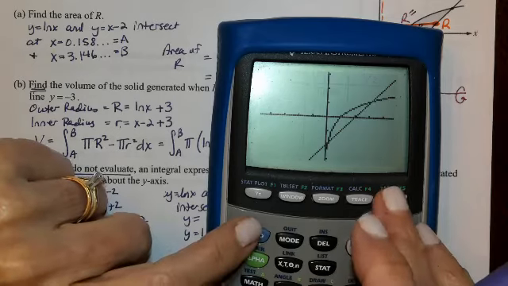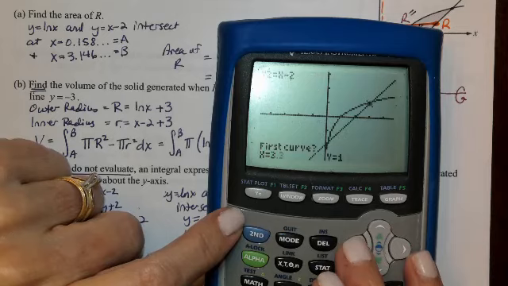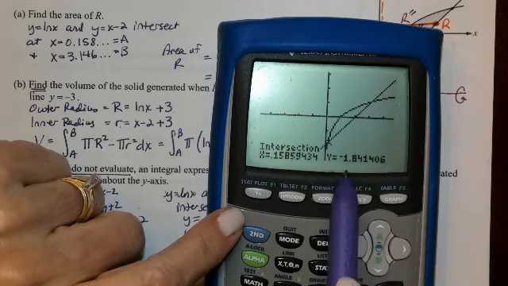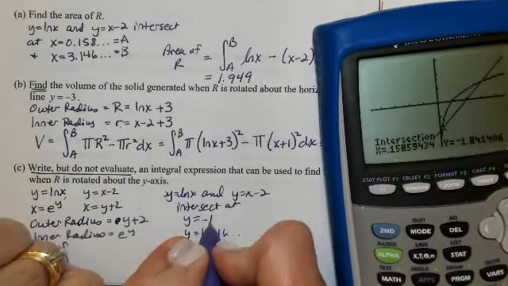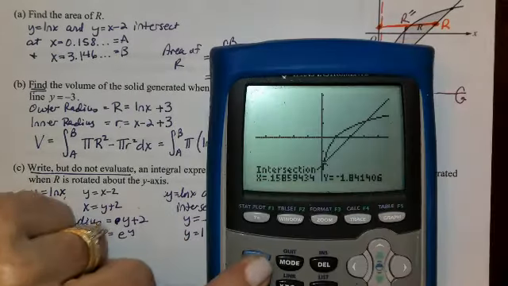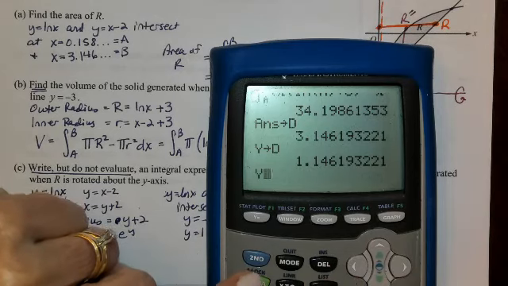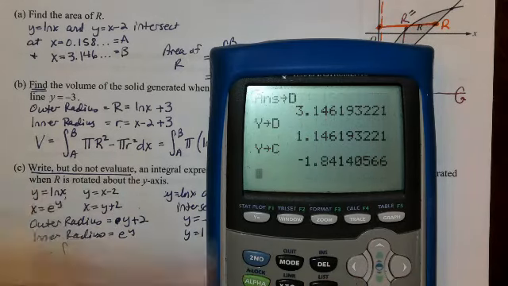graph. Second calc 5. Go get this other y value. It's the lower y value. Enter, enter, enter. And there's my lower y value. So negative 1.841, and that is stored in for y, so I'm going to go grab that. Alpha y, store that in for c, and so now I have c and d.